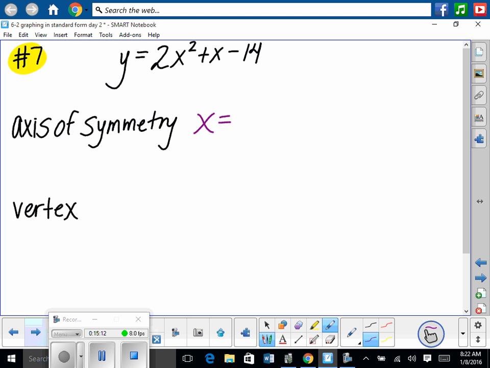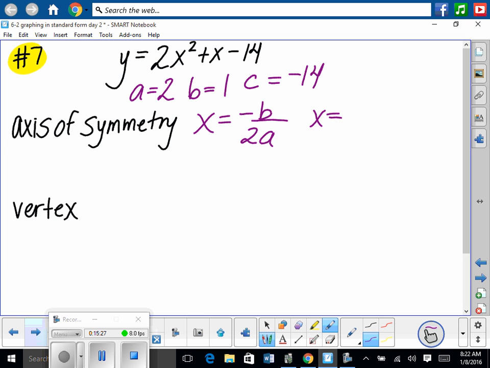So we know the formula for that is x is equal to negative b over 2a. So a is equal to 2, b is equal to 1, and c is equal to -14. So now we're just plugging it in. So x is equal to the opposite of b, which is negative 1, over 2 times a. If you simplify that, on top we have a negative 1, on bottom we have a 4. So negative 1/4. So our axis of symmetry is x is equal to negative 1/4.